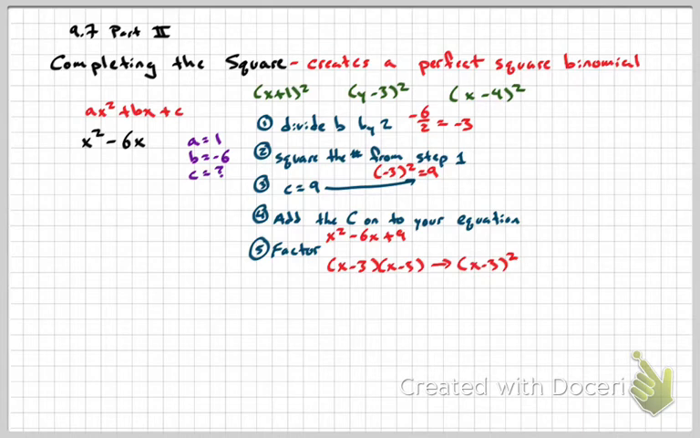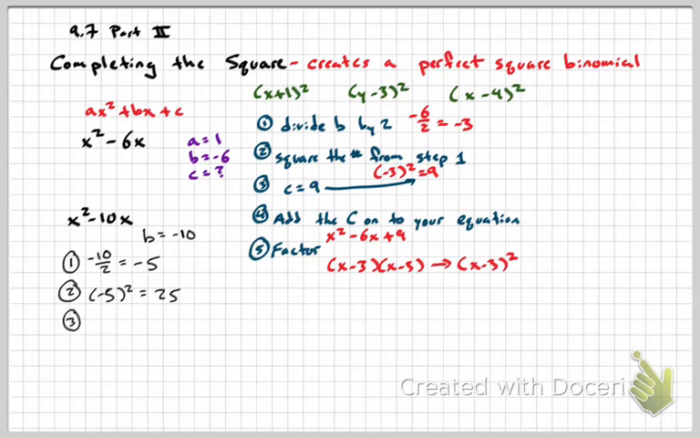So let's do a couple more examples of just completing the square where we're just given this simple stuff right here. Okay? So my b is -10. So step 1 is I'm going to do -10 divided by 2. That gets me -5. Step 2, I square that number. So -5 squared gets me 25.